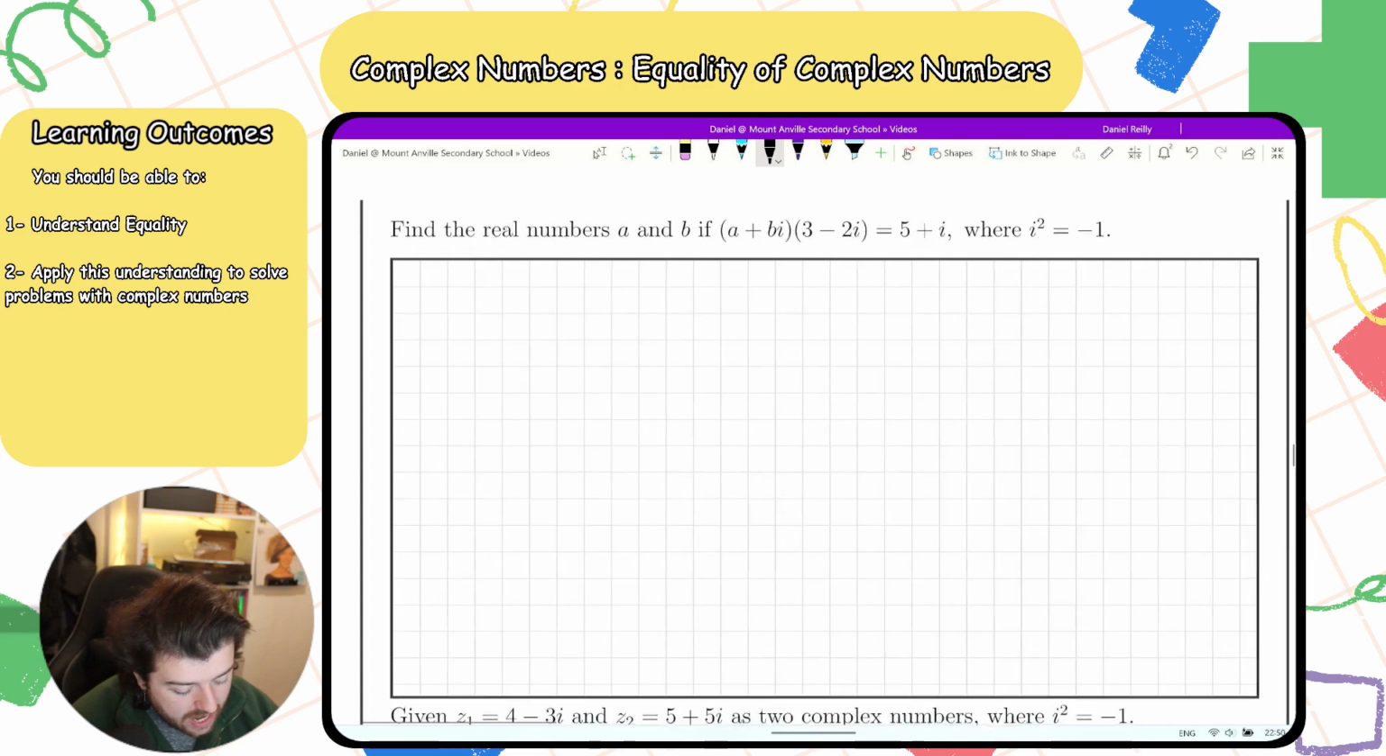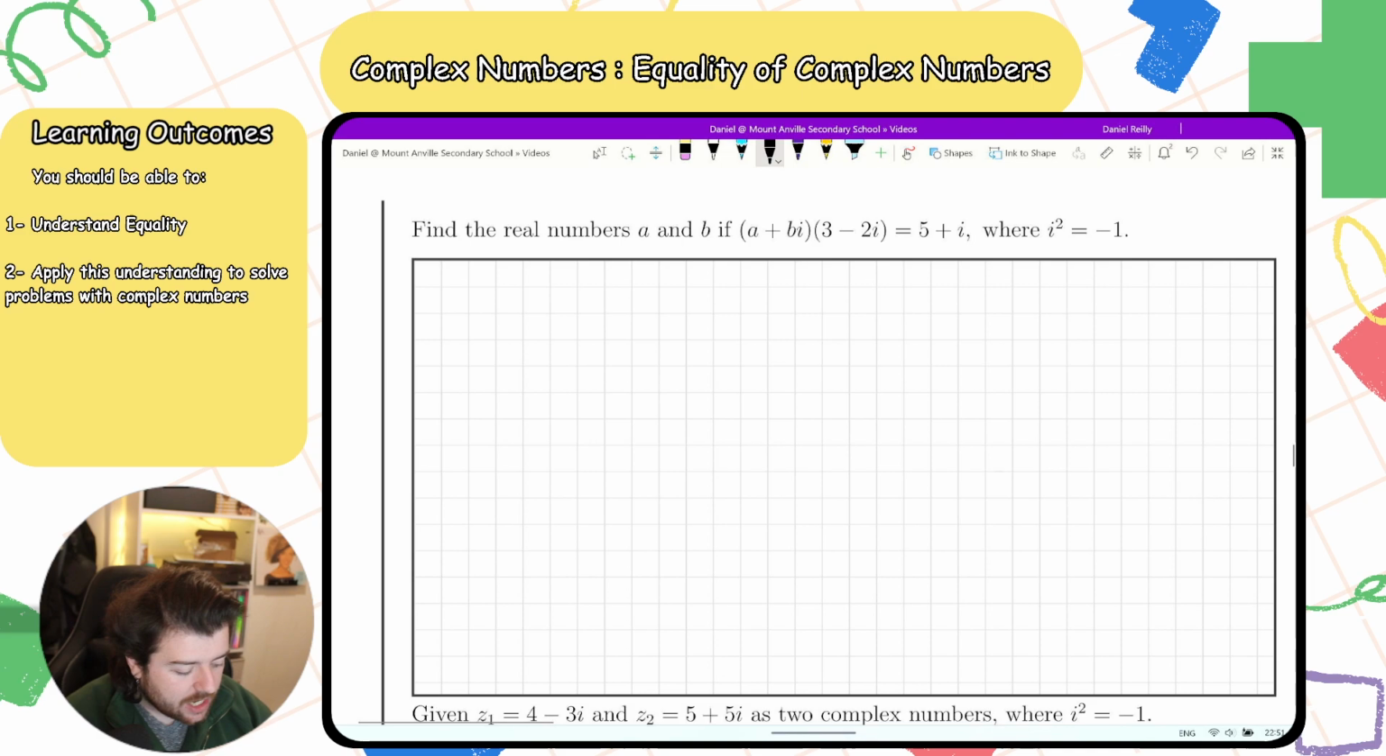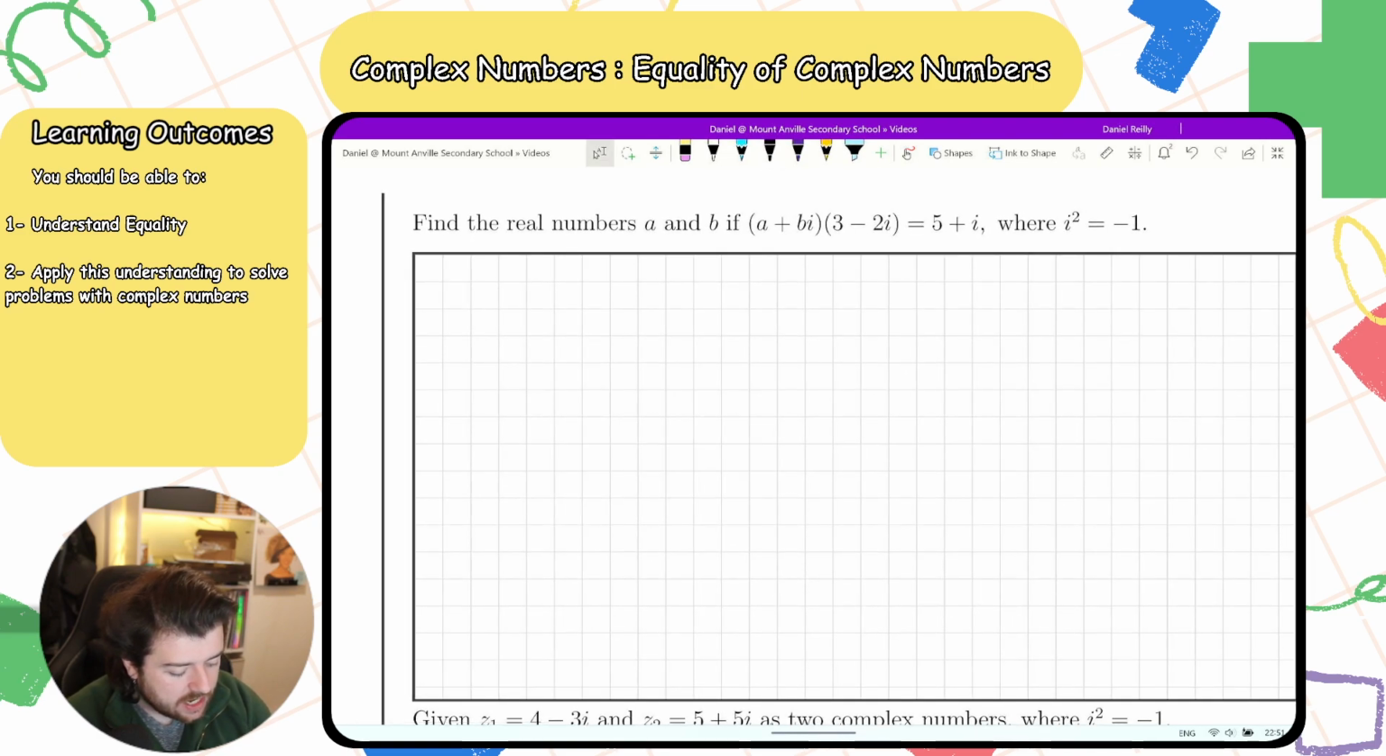Find the real numbers a and b if a plus bi times 3 minus 2i equals 5 plus i. So we can do this two ways. We can use division or we can just use our equalities. But shockingly enough, this is the equality section. So let's use our equalities here. So a times 3 is going, actually, no, division will be easier here. But okay, you know what? We'll do it the other way.